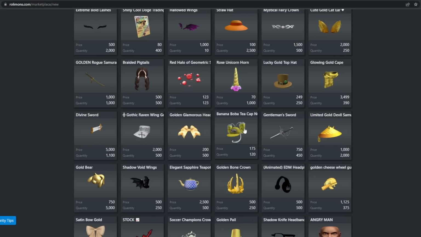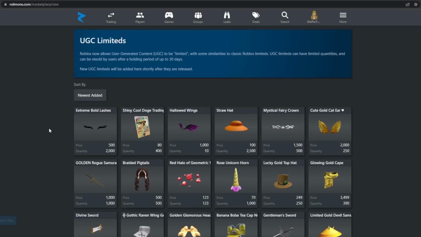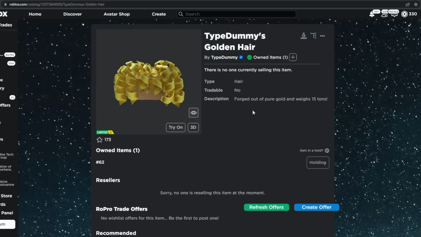But if you're looking to profit, this is honestly not the place to do that, because these are just simply not going to be good. But honestly, UGC limiteds are more of a collectible thing and less of a profitable thing.